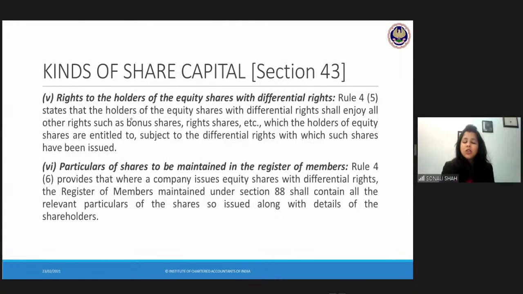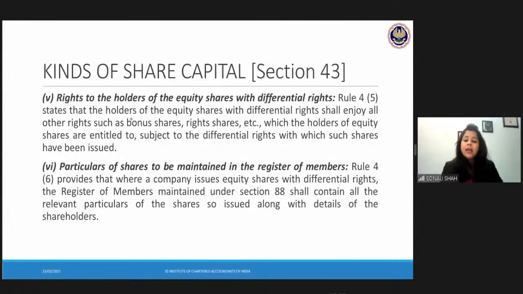So as such, the holder, the equity shareholder with DVR, enjoys all the rights of the holder of equity shares, like the right to bonus shares, rights shares, etc. It's just that they have certain differential rights pertaining to voting or the dividend. So the equity shareholder with DVR also has a right to bonus shares or rights shares. These rights are not killed except certain variations that are prescribed.